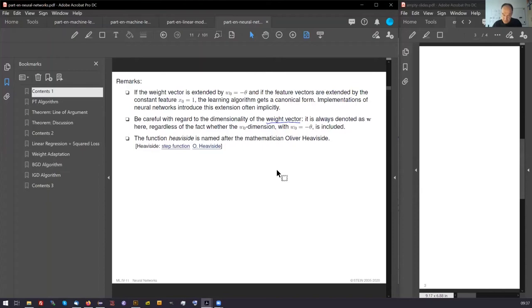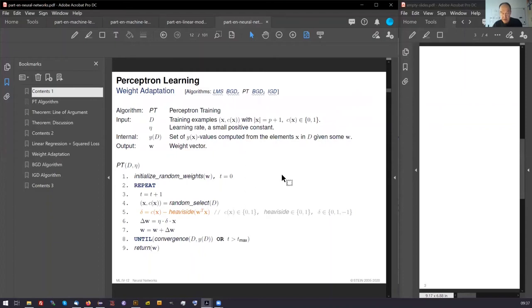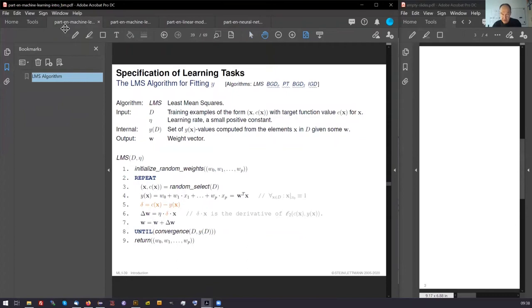What you now see here is the algorithm that was presented by McCulloch and Pitts. And this is the so-called Perceptron algorithm. And I have presented the other algorithms, for instance, the LMS algorithm, directly in parallel to show you how similar they are. This is the LMS algorithm, a repetition loop. We select examples. We compute some, it was not called output, a Y value. We compute some divergence or difference from what we expect. And we compute an update here.